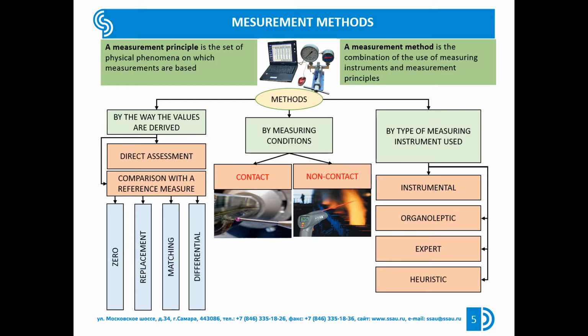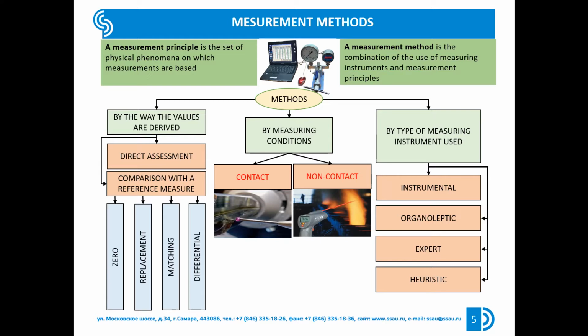By type of solution, methods are divided into contact and non-contact methods. Depending on the measuring tools used in the measuring process, a distinction is made between instrumental, organoleptic, expert, and heuristic. The method of matching consists in comparing the level of a signal that is clearly related to the value of the quantity being studied with the level of the same signal but determined by the appropriate measure. The coincidence of these signal levels is used to estimate the value of the measured quantity.